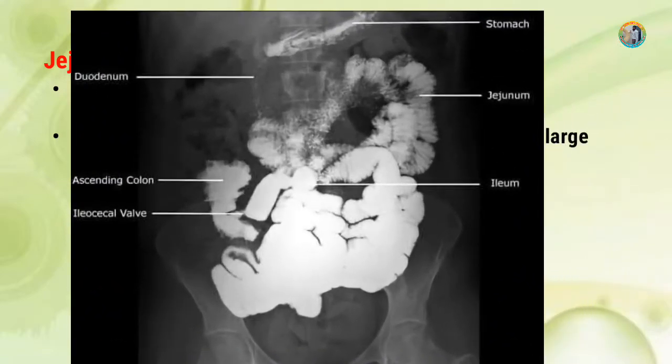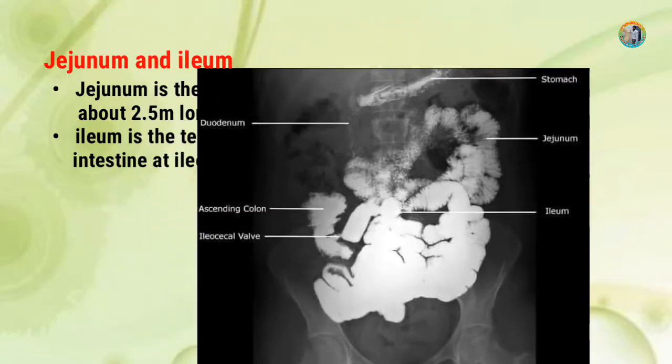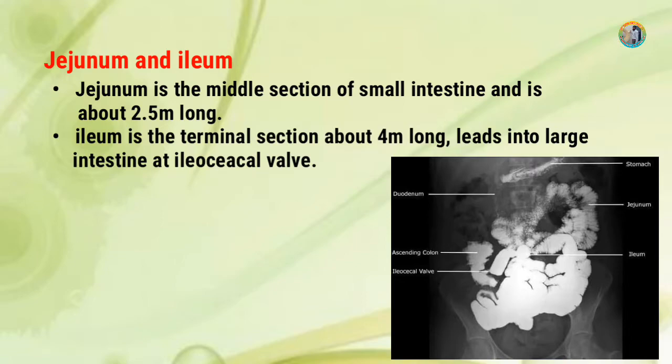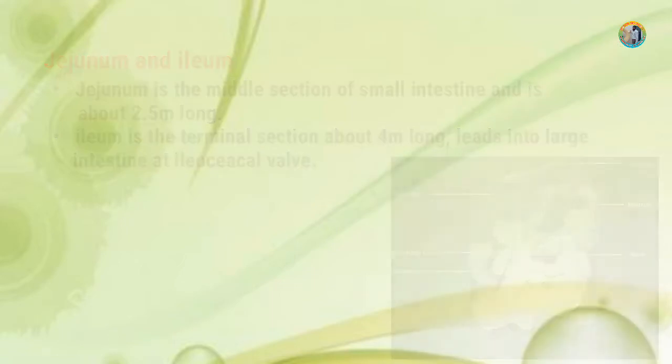Jejunum is the middle section of the small intestine and is about 2.5 meters long. Ileum is the terminal section, about 4 meters long, leading into the large intestine at the ileocecal valve. I hope the audience understands the whole anatomy of the small intestine. Let's move on to the second part of the video.